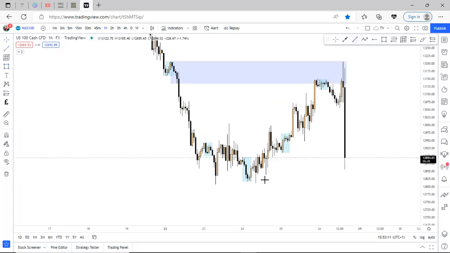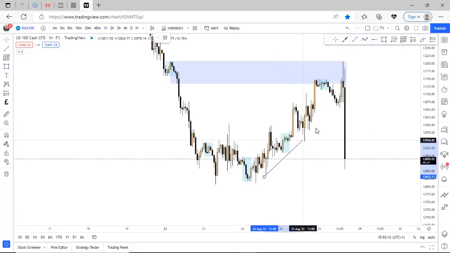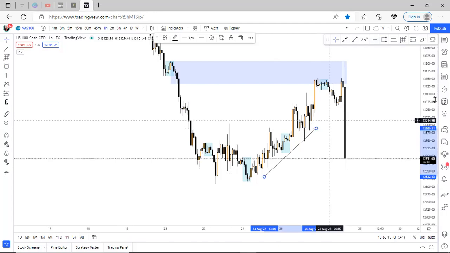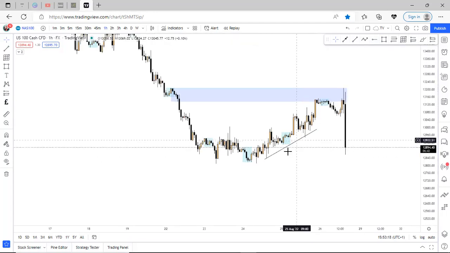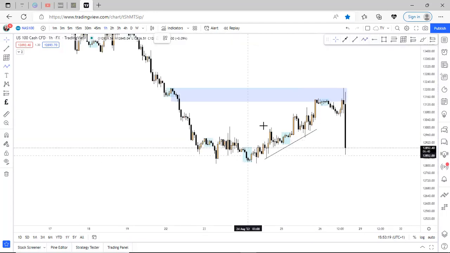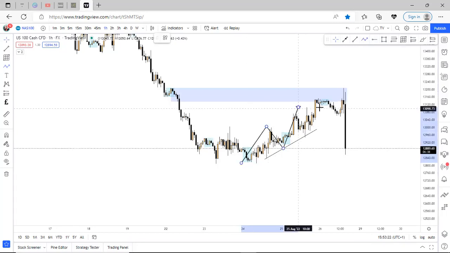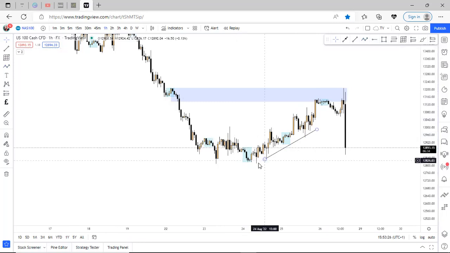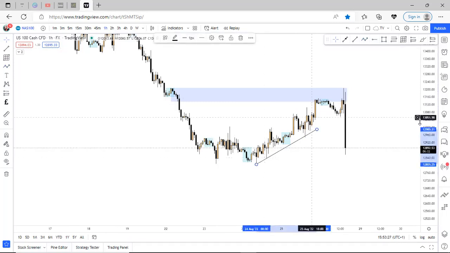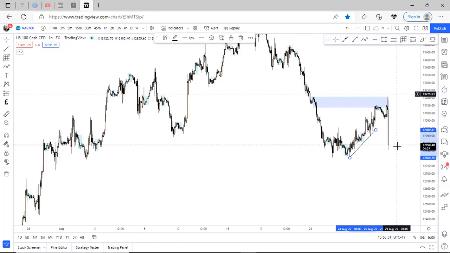And the market took out all of this liquidity right here. This is liquidity, but I wasn't looking at it like this. I was looking at it as higher highs, higher lows, and as you all know, trend line liquidity will be grabbed at some point. So that was what happened right there.